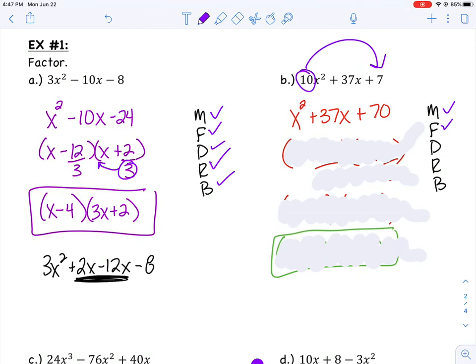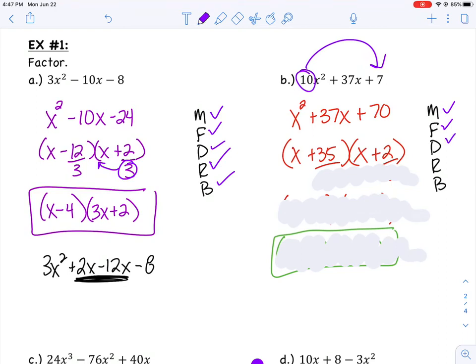I need to figure out what numbers multiply to 70, that when I add them together, I get 37. You might have to list a few factors, but figure out what numbers multiply to positive 70 that add to positive 37. I ended up getting 35 and 2. That multiplies to 70, but adds to 37. Now be careful, we're not done. We still have to divide.